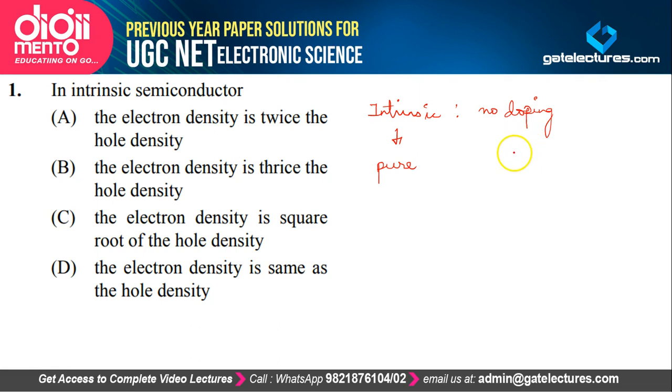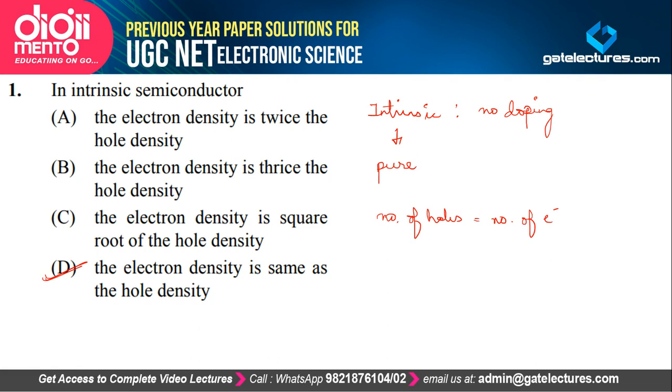We are not adding additional electrons or holes. We are not adding any acceptor or donor atoms, which means that in an intrinsic semiconductor, the number of holes and the number of electrons is going to be equal. So if you look at the options, this is going to be option D. Electron density is same as the hole density. There is no doping, no impurity, no added acceptor or donor atoms.